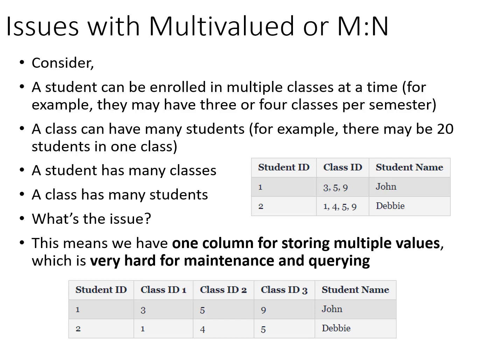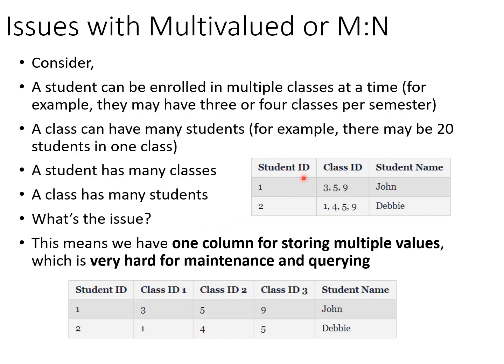Just consider an example that you have a student table. So you have student ID, class ID, and student name. But this student is enrolled in three different classes. So the student has enrolled in multiple classes, and a class can have many students. So what is the issue with this? He has registered for three different courses: course one, course two, course three.